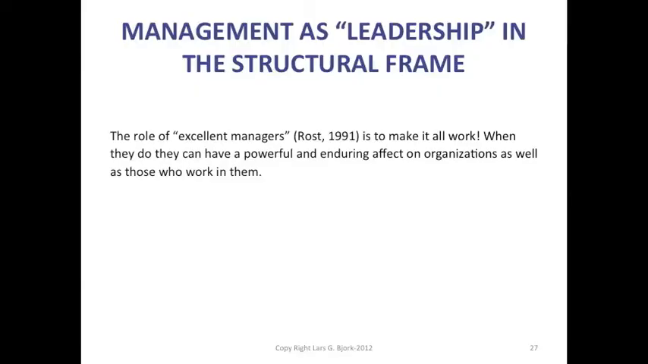Matrix structures may include longer-term personal assignments, and when a task is complete, individuals return to their home departments. Problems may arise when individuals have two bosses and are thus out of the loop. They often get little credit for task force work in their own organizational unit. We need to pay particular attention to management as leadership in the structural frame. According to Rost, the role of excellent managers is to make it all work. When they do, they can have a powerful and enduring effect on organizations.